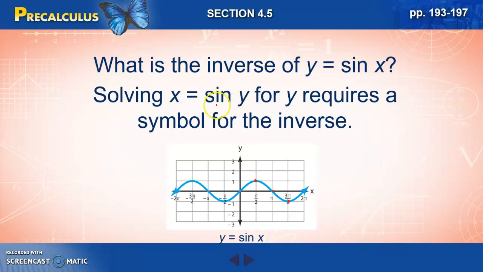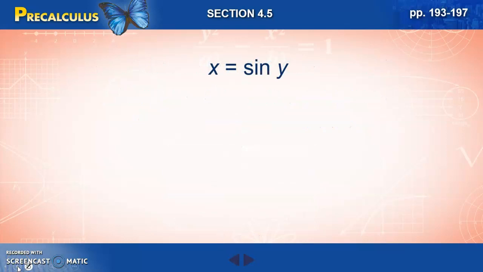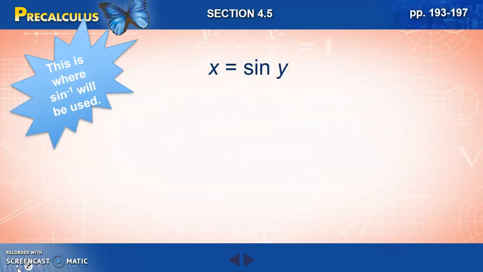Well, sine is not a number, a coefficient. We can't just divide by sine and get y equals x over sine. In fact, it just requires a totally different symbol for the inverse. And this is a symbol you've seen on your calculators. We've actually used this symbol already.